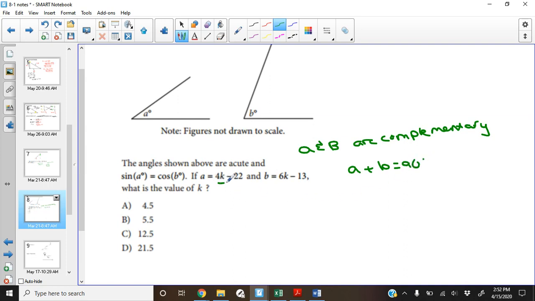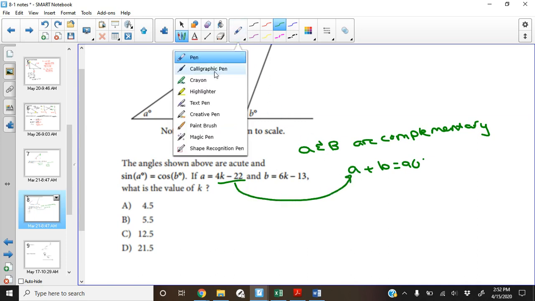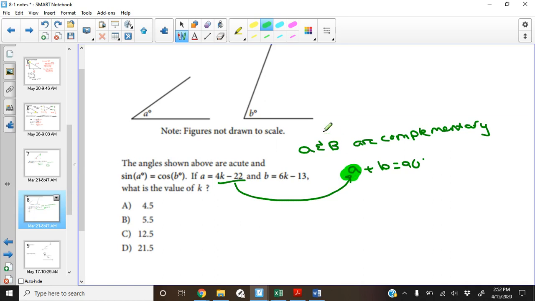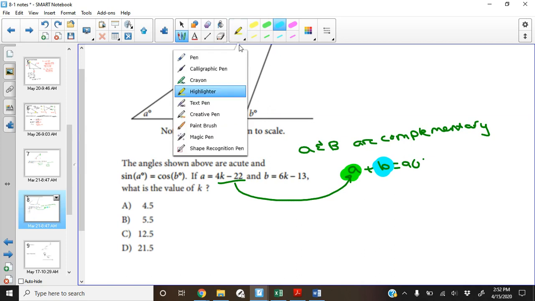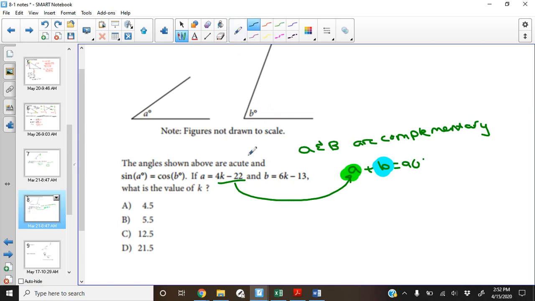So let's take the equation we have for A and replace A with it. And let's take the equation we have for B and let's replace B with it. So that leaves us with 4K minus 22 plus 6K minus 13 equals 90 degrees. Combine your like terms, 4K and 6K make 10K.